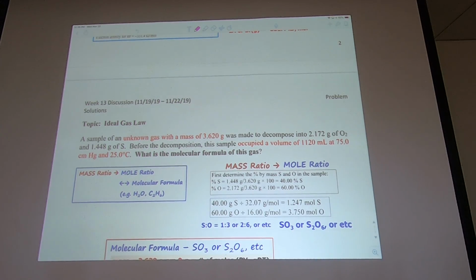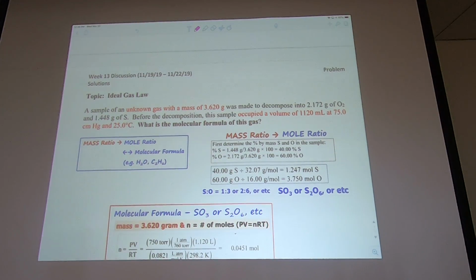Okay, the third problem is an ideal gas law. And this one, the first thing is to read the problem, which is the most important. I'll highlight this. So what kind of information is given? They give me that the gas has a mass. So I know the mass of a gas. This is a gas, and its mass is known.